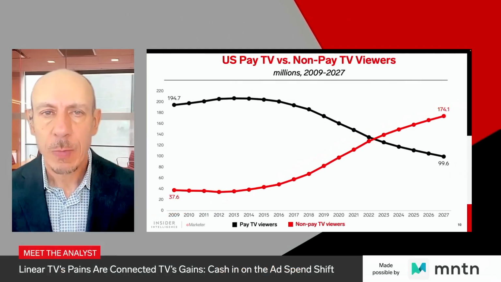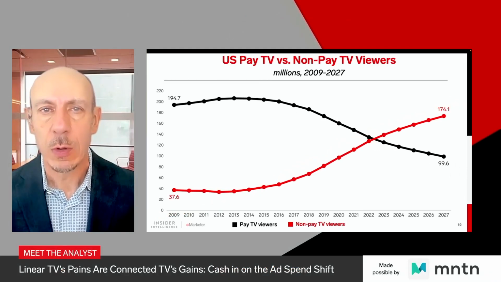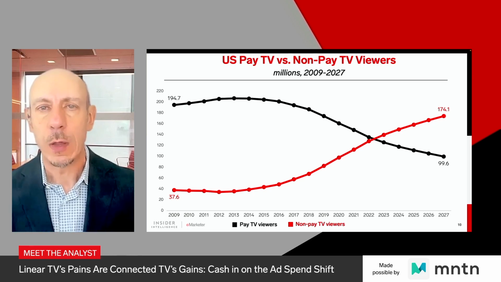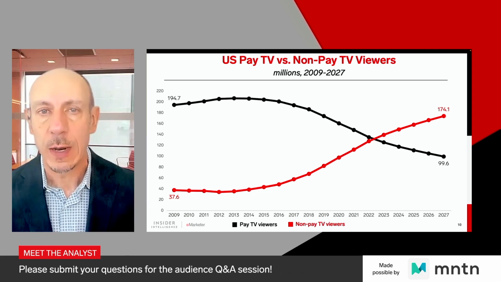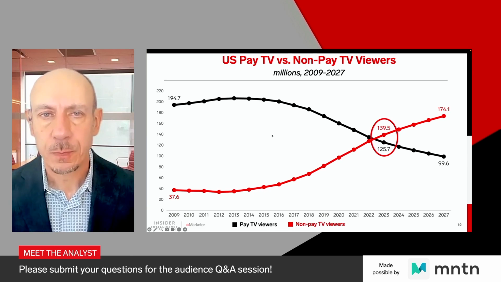So in essence, what's been happening for many years now is that the traditional cable, satellite, and telco universe has been shrinking, while the number of cord cutters and cord nevers has been rising. And the tipping point where those lines cross is actually this year. So after that, we're going to see these lines just continue to move in opposite directions.